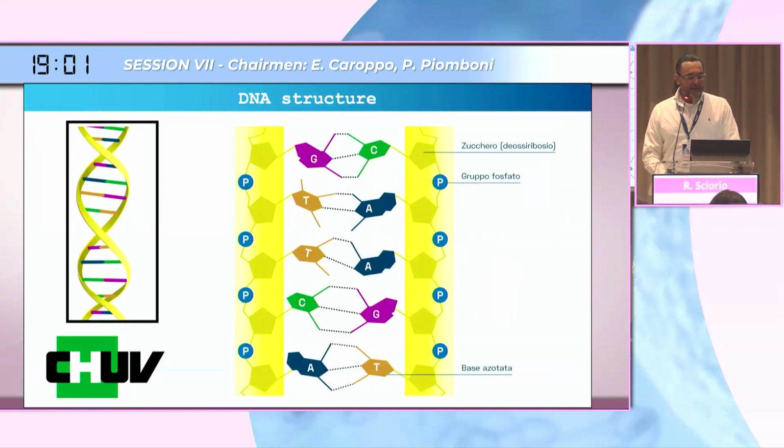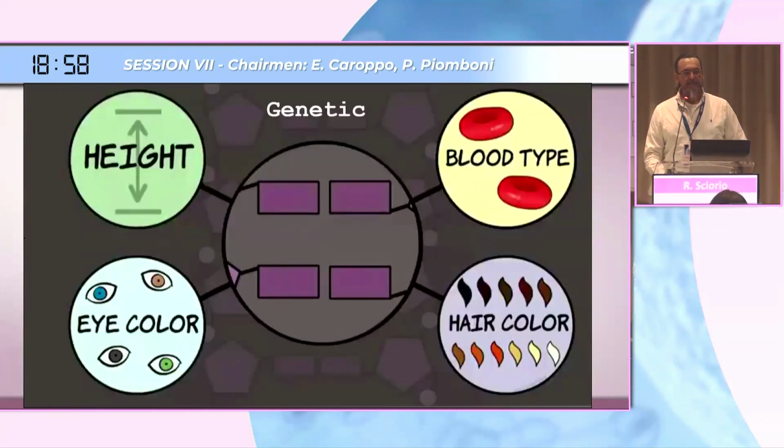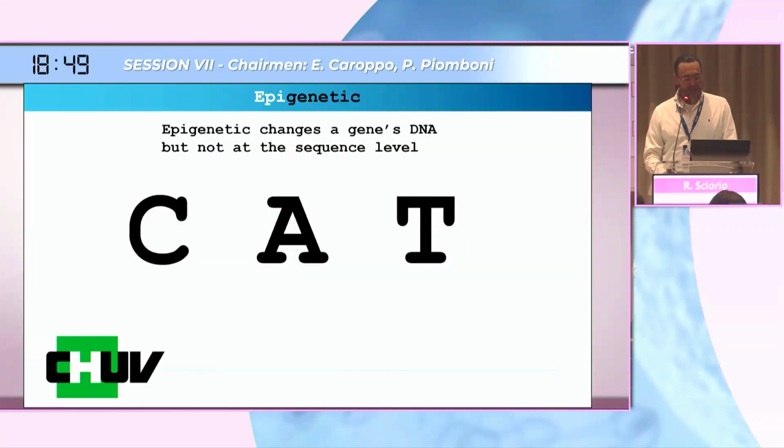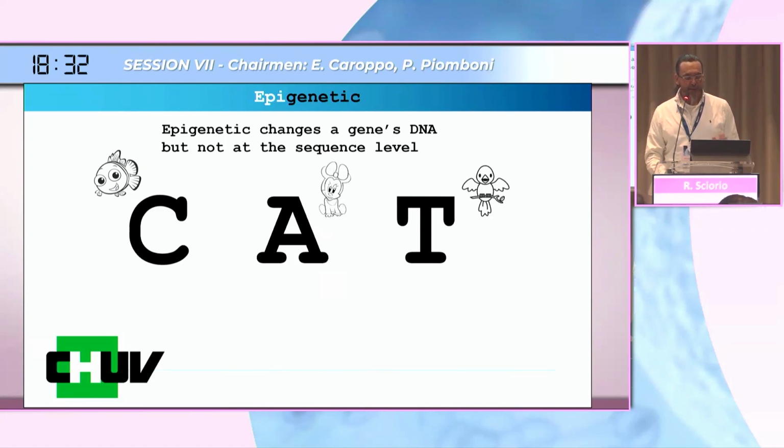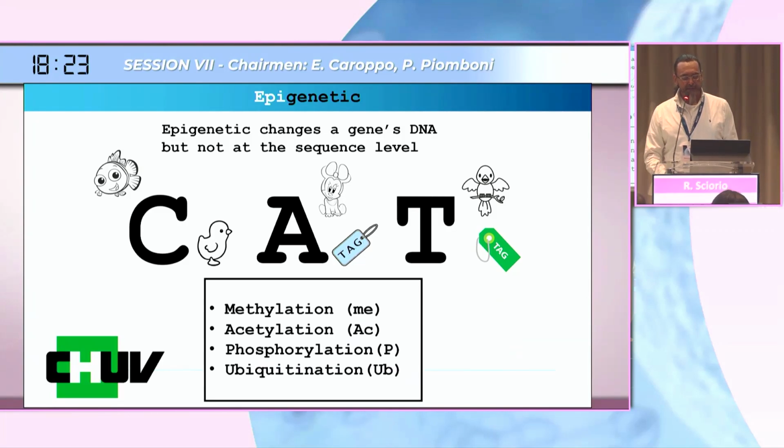We can see here the DNA structure as is known, and we know that genes or clusters of genes are associated and responsible for different characteristics in every single individual. So when we are talking about epigenetics, we are not going to change the DNA sequence, otherwise we'd have a mutation, but we are just going to add some specific chemical compounds, which we can call little tags. And these tags are chemical modifications, which are mainly methylation, acetylation, phosphorylation, and ubiquitination.